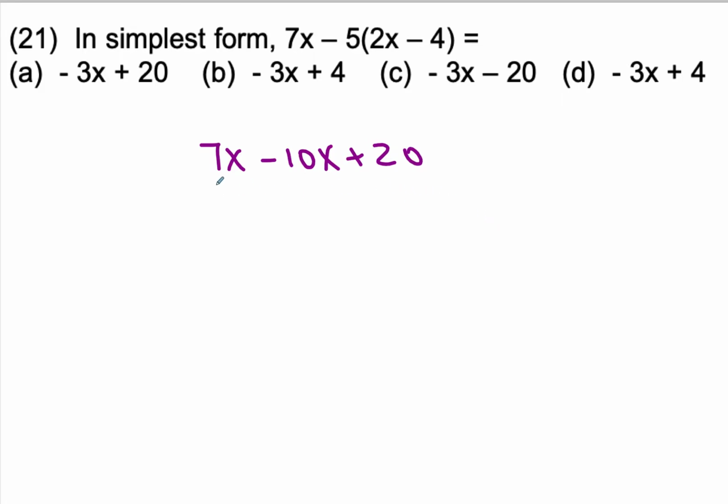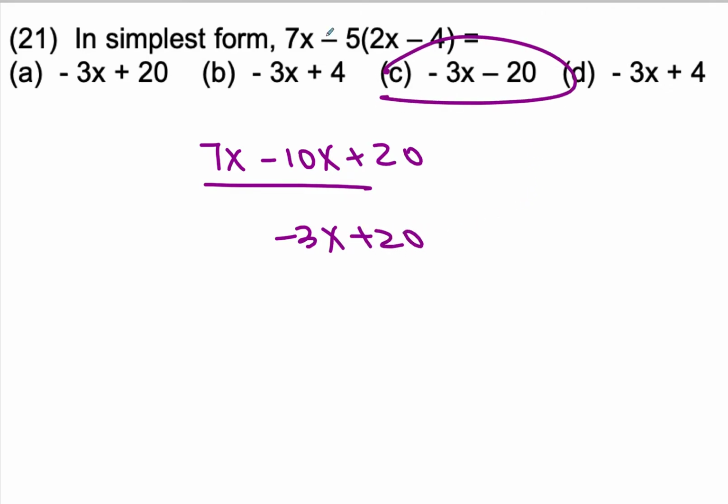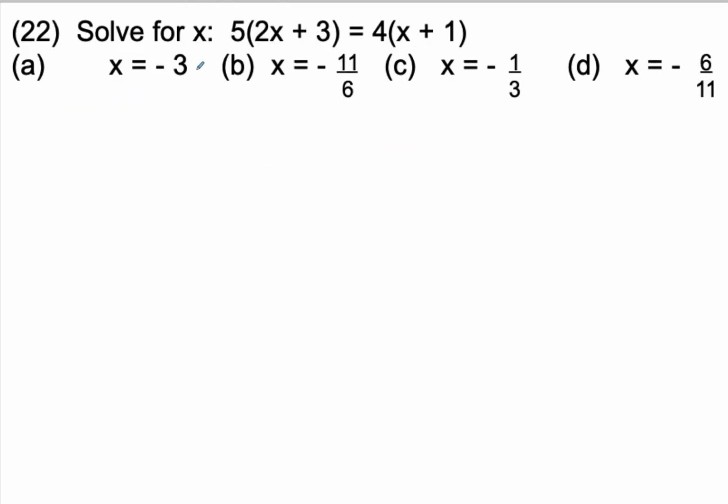So then when we combine them together, we can combine the first two terms. So we get -3x plus 20. So we get, oops, nope, not C, but choice A becomes the answer. All right, number 22. So in this case, we can distribute 5 and 4. So we get 10x plus 15 is equal to 4x plus 4.